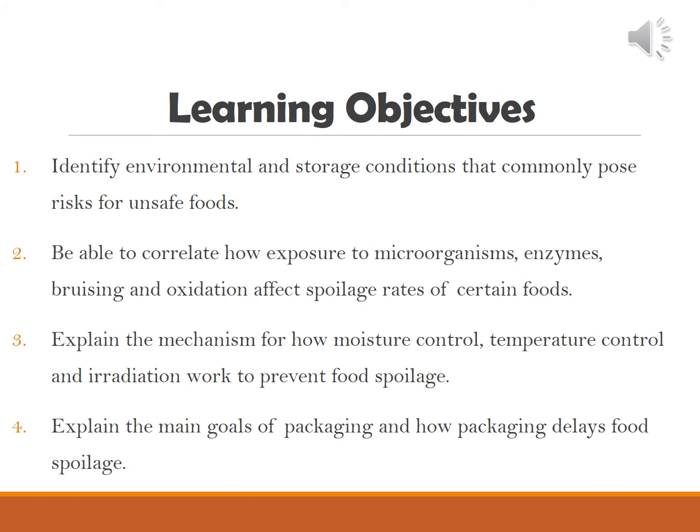With each of these learning goals, what you are really trying to determine is what causes food spoilage and what can we do to prevent food spoilage. To understand that, be able to identify environmental and storage conditions that commonly pose risks for unsafe foods. Be able to correlate how exposure to microorganisms, enzymes, bruising, and oxidation affect spoilage rates of certain foods. Explain the mechanism for how moisture control, temperature control, and irradiation work to prevent food spoilage, and finally be able to explain the main goals of packaging and discuss how packaging delays food spoilage.